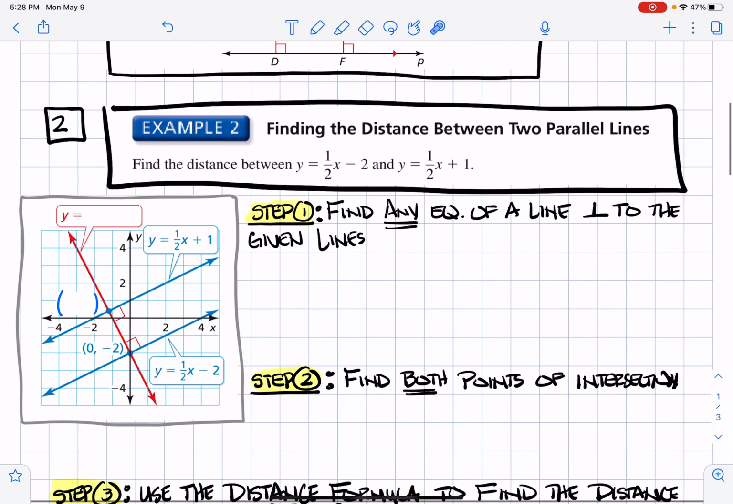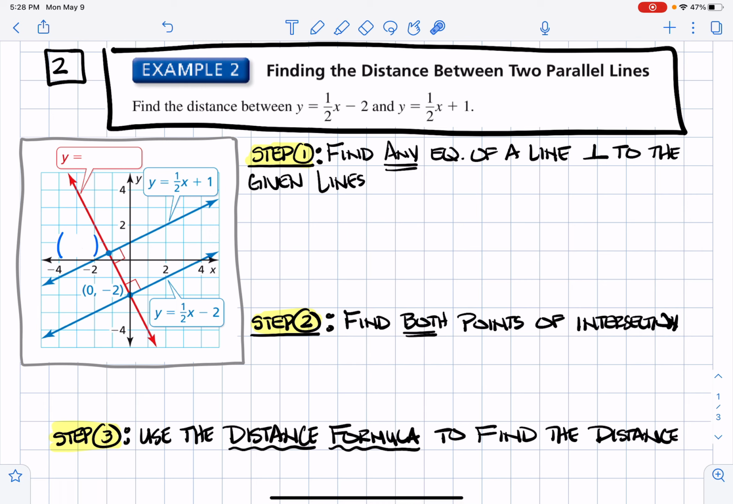Okay, here is our first big working example. In box number 2, it wants us to find the distance between two parallel lines. So the two lines that they give us are y is equal to 1/2 x minus 2 and y is equal to 1/2 x plus 1. So if you can, it's always a good idea to look at what these graphs look like on the page to give you an idea of what we're working with. So that's what we've got here.